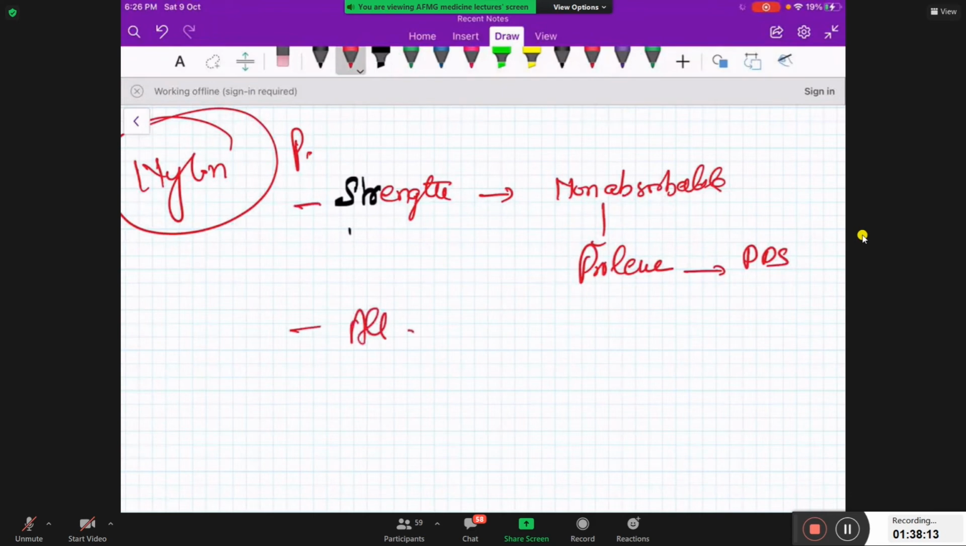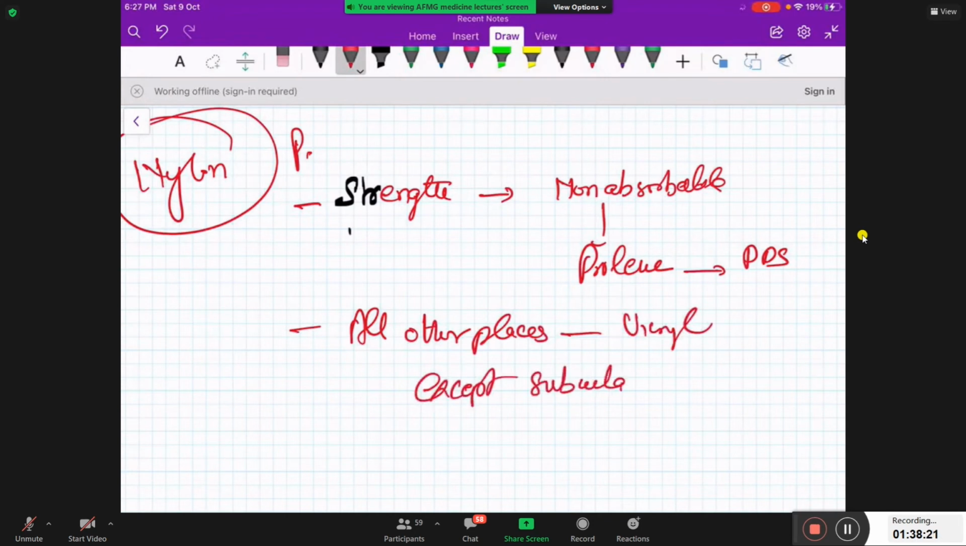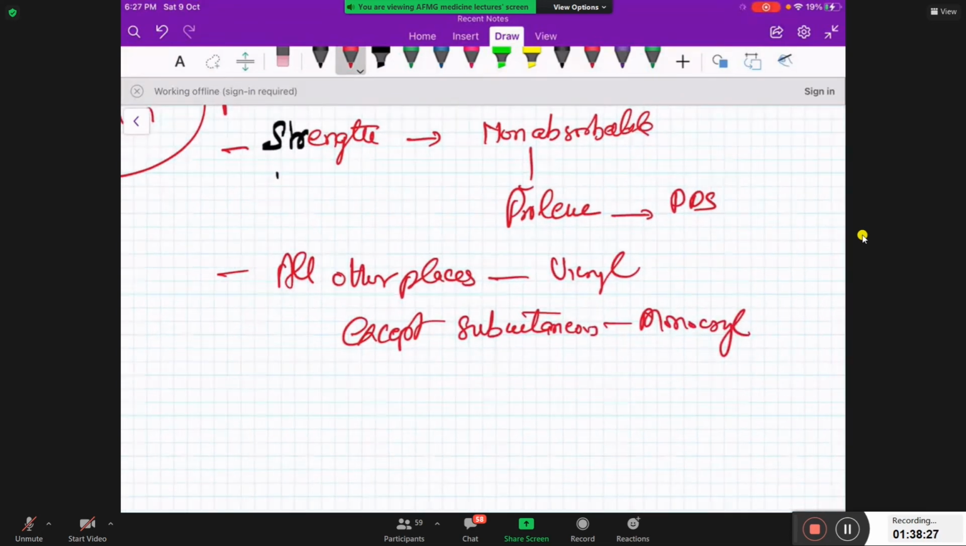For all other places, Vicryl, except the subcutaneous layer, where we will use Monocryl. Now for tendon repair, you already answered Prolene. For bone repair, bone is there to provide strength. We don't use a suture for bone, but if you have to use one, it is Prolene.